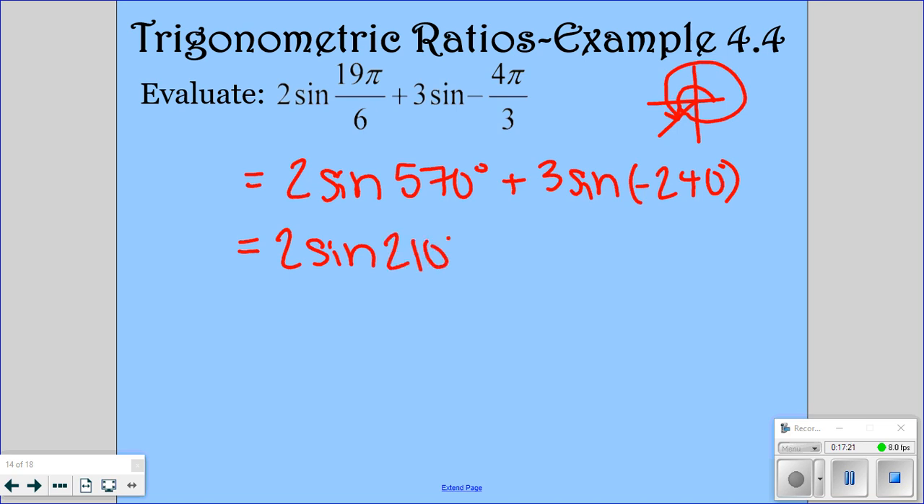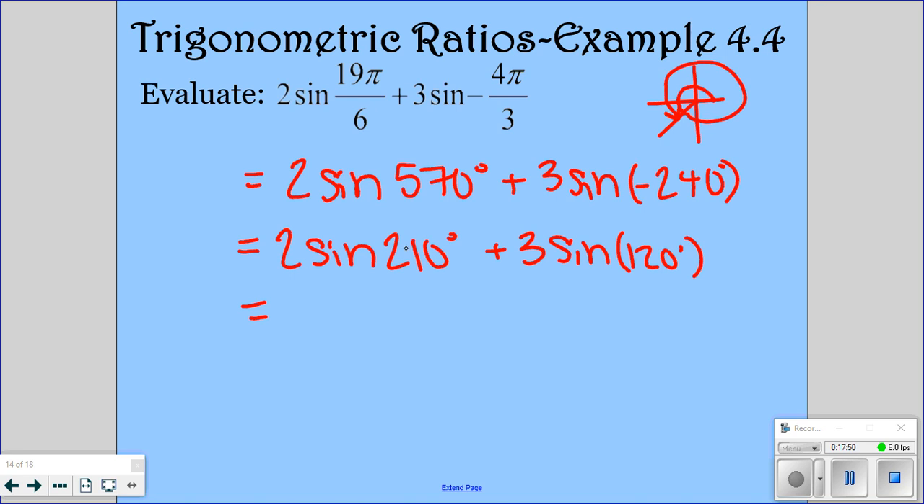So we're going to use 210 and then 3 sine. And we're going to add 360 to this negative 240. And that's going to give us a positive 120 degrees. So if you had me last year, you may have this memorized, or you may have drawn a triangle in the third quadrant. Whichever one is fine with me.